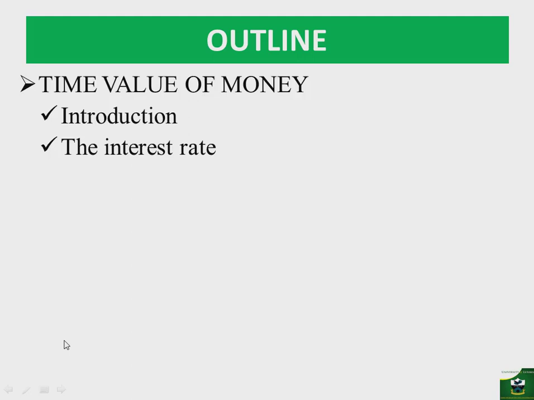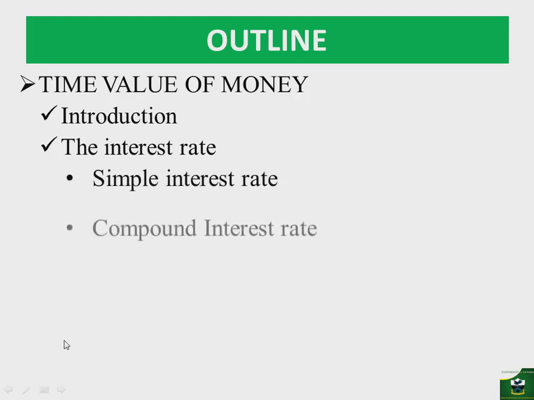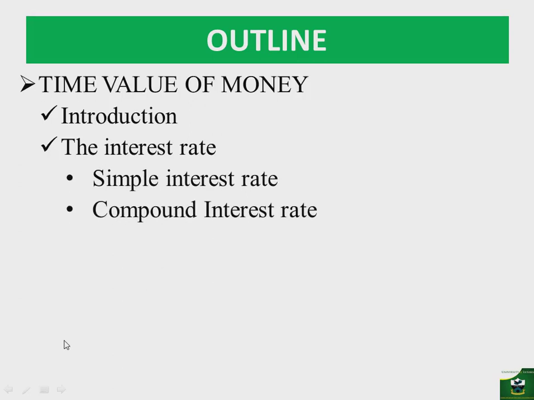Now, interest rate is the one that we are using to retain the value of money today in the future. And as such, we will look at two types of interest rates. The first one being the simple interest rate as well as the compound interest rate. So we will look at these two in more detail and see how different they are from each other.